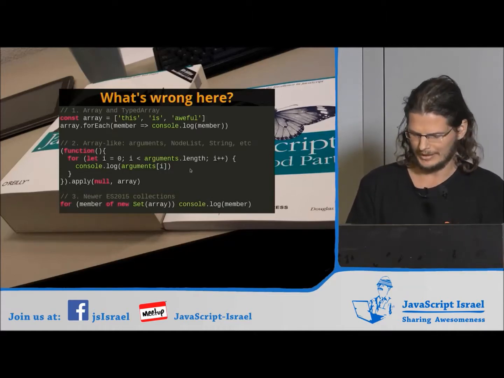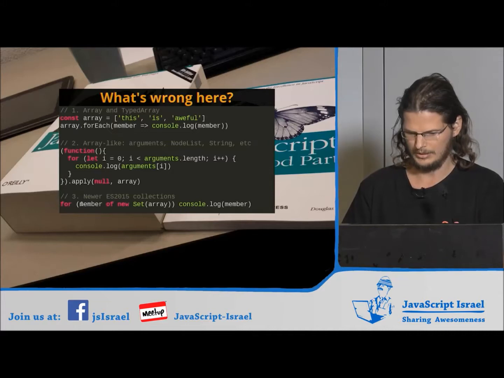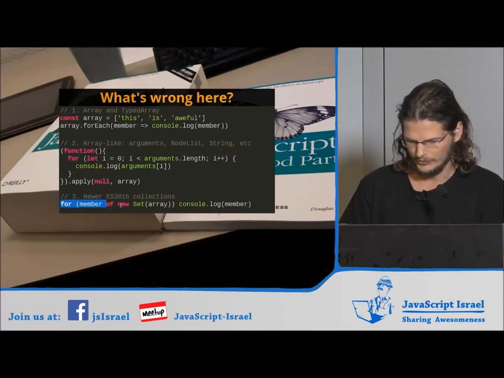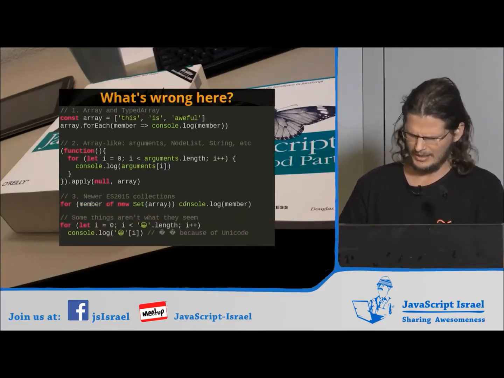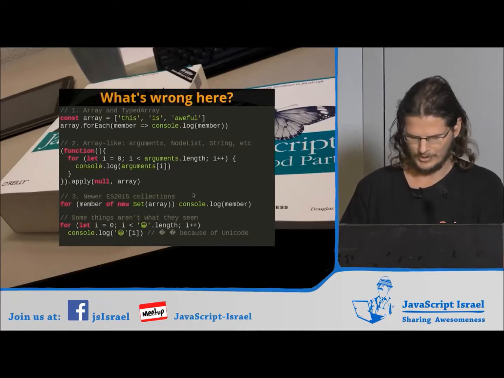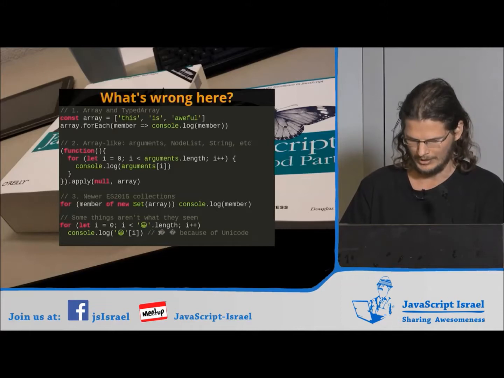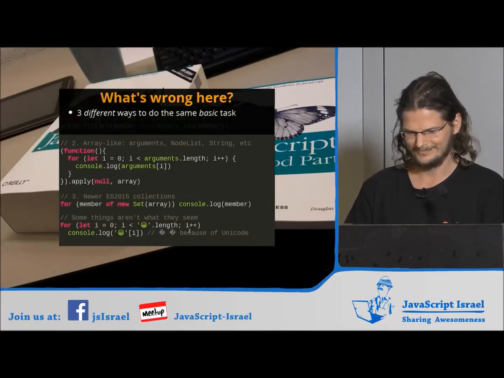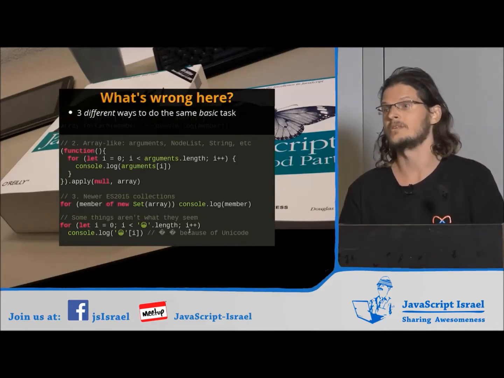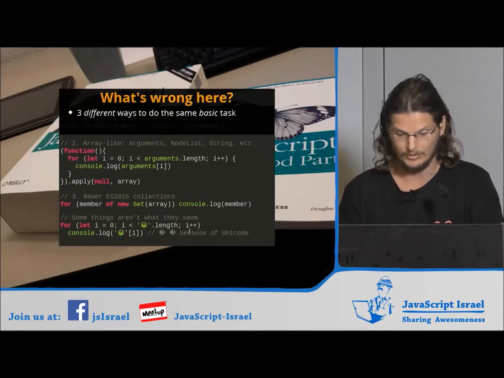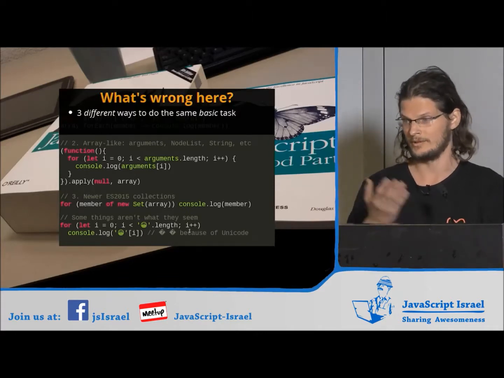Then we have the new collections in ES2015. So we have this new form of loop, for...of. All right. But then you get to the whats, where I simply want to print a single character in a string, and what I get instead is this. So this is less than ideal, and we have three different ways to do the same very, very basic task. All I want to do is see members of a collection.